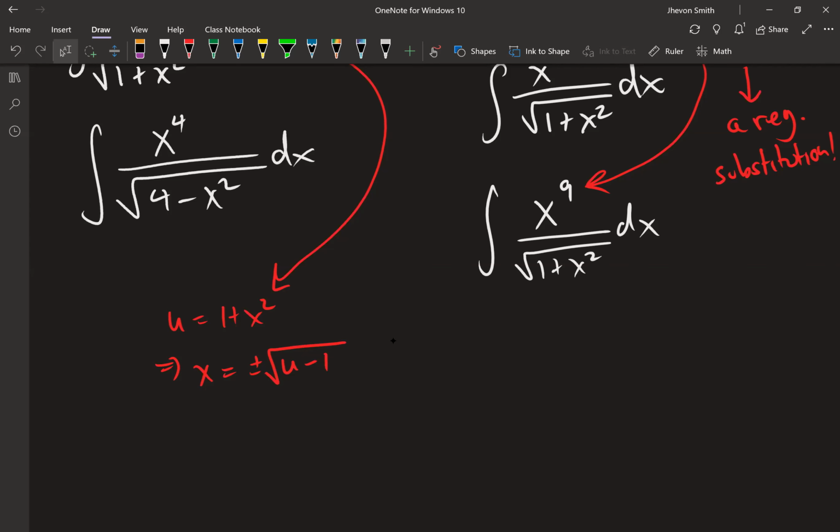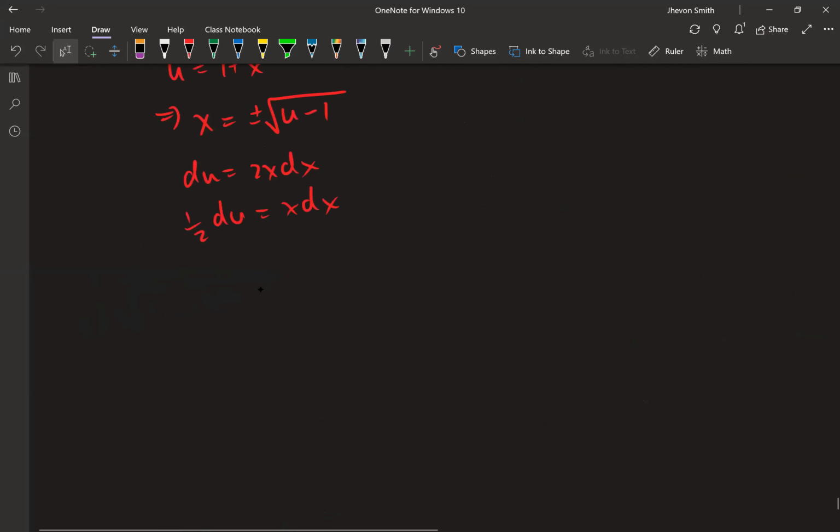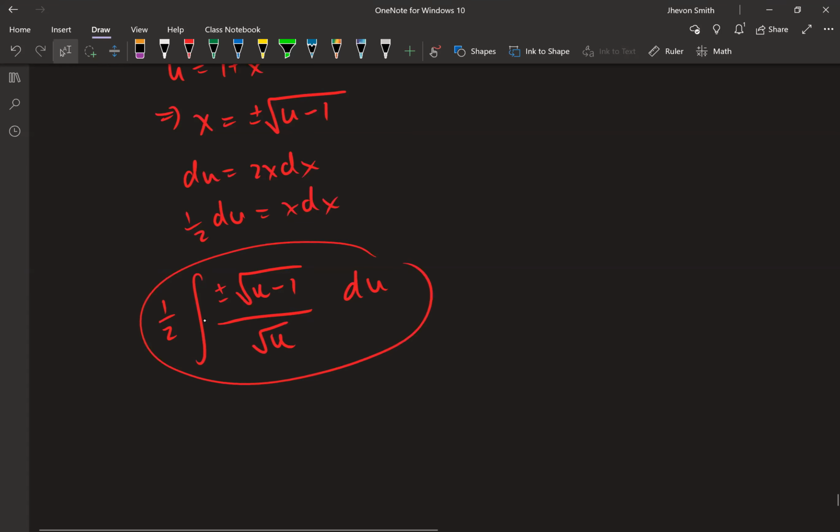And so your du would be 2x dx, so 1/2 du would be x dx. And so when you start to plug that in here, you would end up with 1/2 du, but you'd be left over with another x here because it was an x squared in the numerator. So that's going to give you the radical of u minus 1. And then in the denominator, you're going to have that radical u. And this guy is harder.